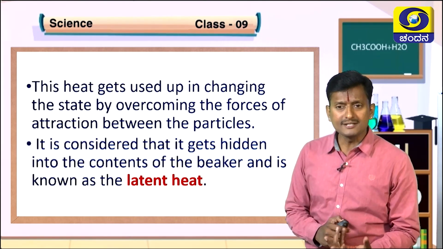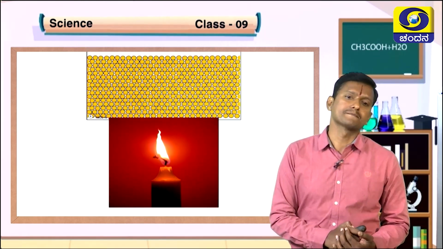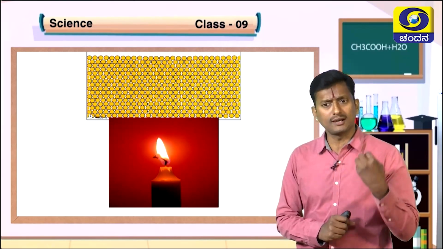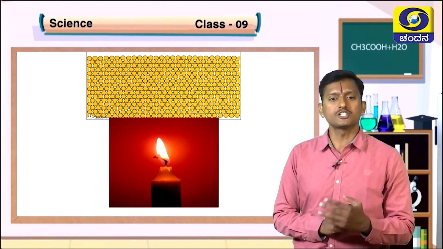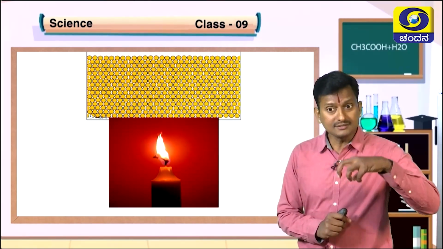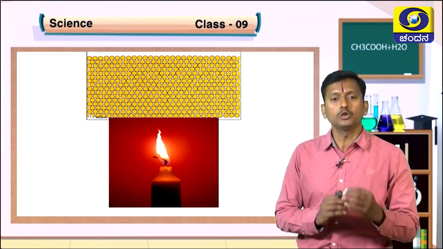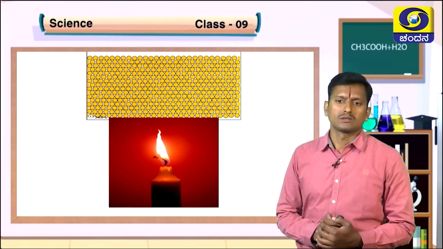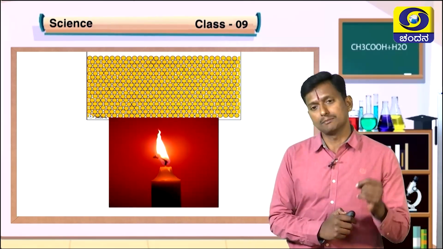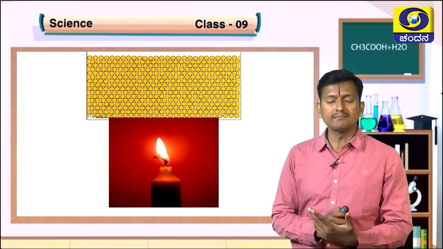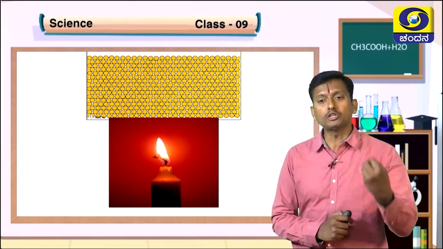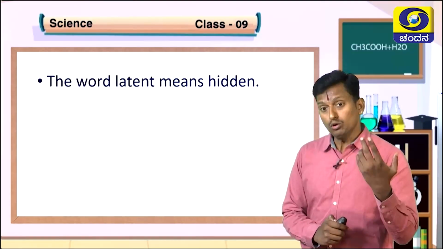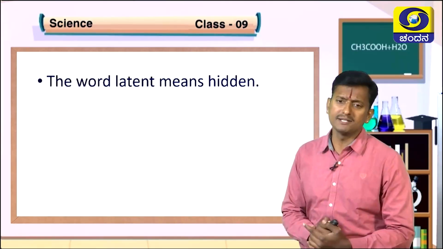So, what does latent mean? Latent means hidden. See here, when you give heat to the molecules or particles, they start vibrating. They use this energy to break their bonds and start to move freely. So, the temperature remains the same because the heat is used by the particles to break their bonds. The word latent means hidden.